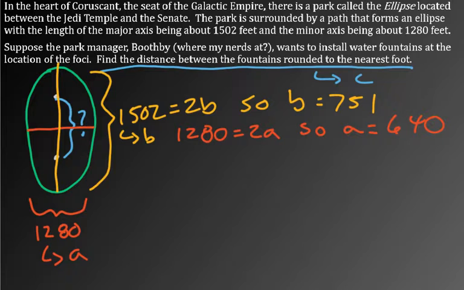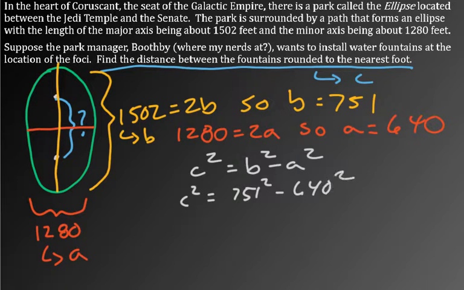And we have one of these ellipses that's more vertical. And so we are going to use C squared equals B squared minus A squared. We need to know C. We have B, though, 751 squared minus 640 squared. We also have A, right? And so C squared is 154,401, right? And so this tells me that C is about 392 feet, and then there's like a decimal here.